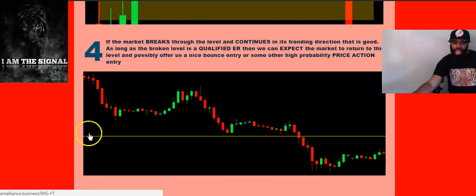And the last thing that can happen is the market breaks through the level and it just continues through the level. And this is good. As long as the broken level is qualified with an open and close below it, we can expect the market to actually at some point return to this level. See, the thing that messes with people a lot is you don't know when it's going to return to this level, right? But it is going to return to this level most often, right?